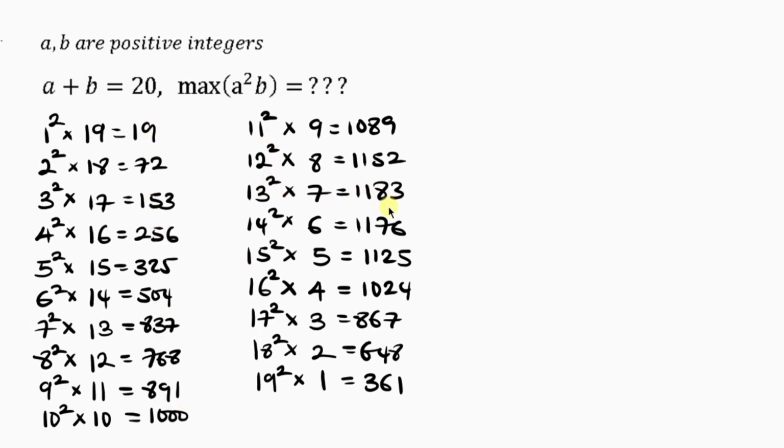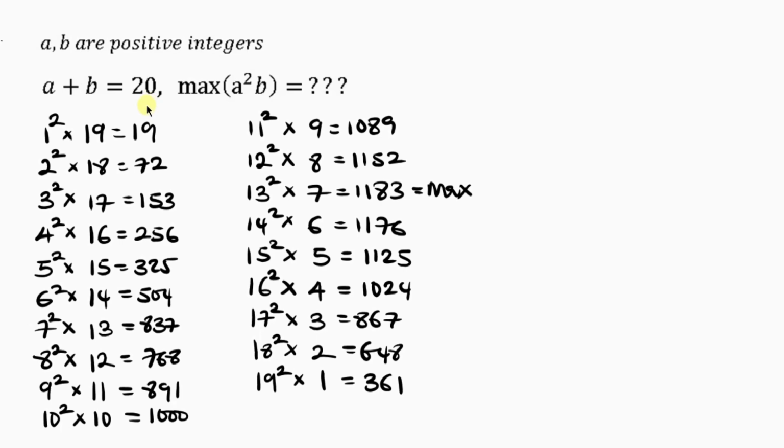Now, taking note of these values, you will notice that the values kept increasing until it gets to this point. And from here, it started decreasing. So we can say that this is the highest value of a squared b. So this is the maximum value. So the maximum value of a squared b is 1183.